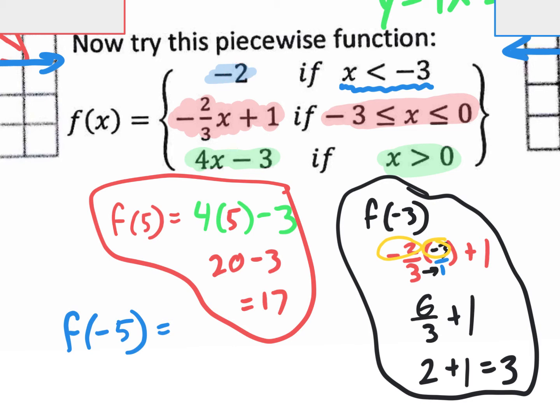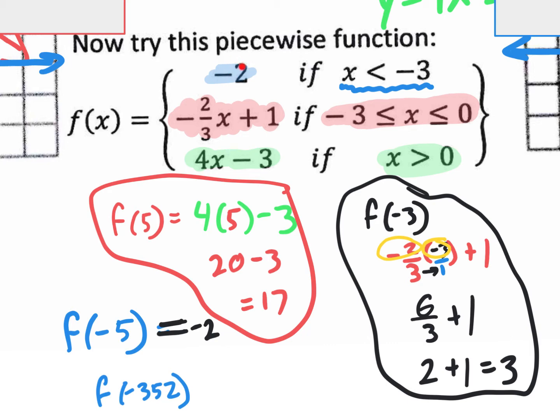There's just a number, which means that your answer is just that number, negative 2. Because there's no math to do. There is no x to actually plug it in. So that answer is negative 2. And it doesn't matter which one. Like if I said, what is f of negative 352? Well, where's negative 352? Same deal. The answer will be negative 2.